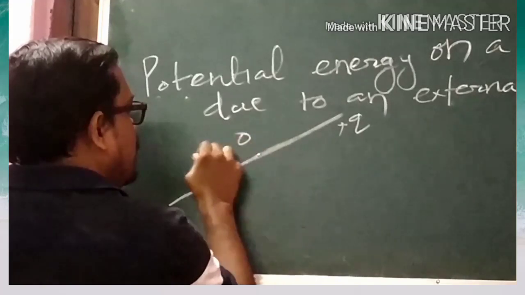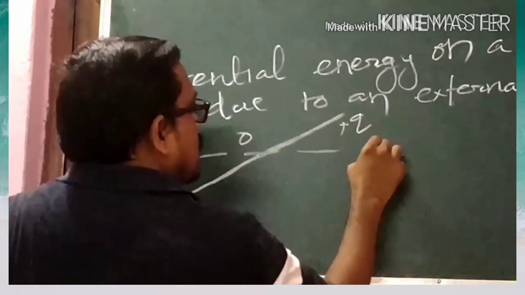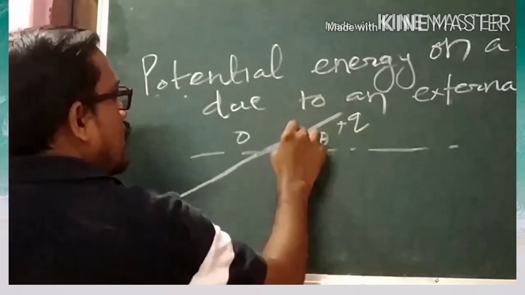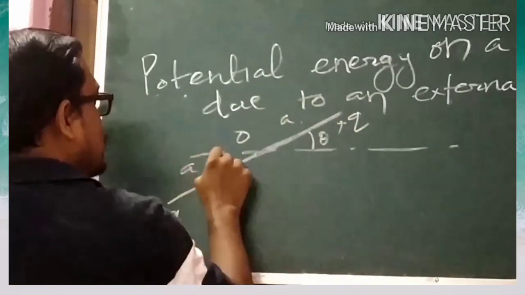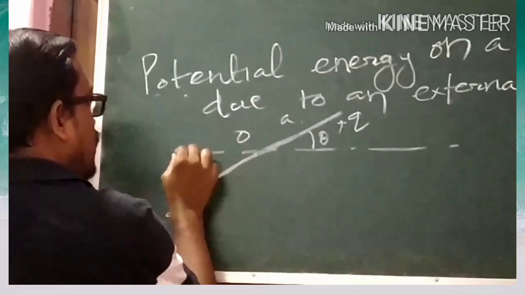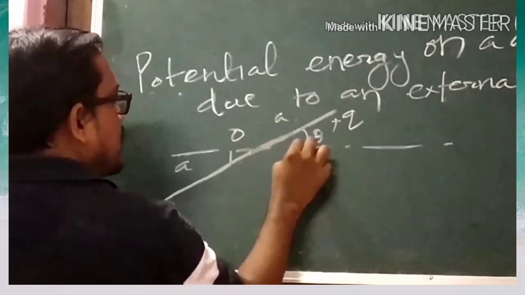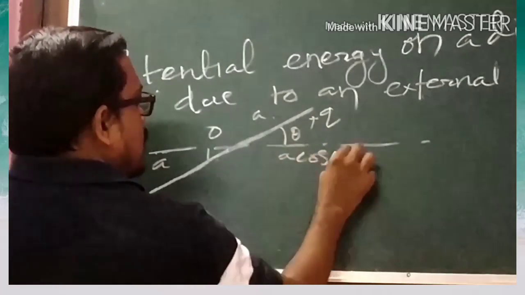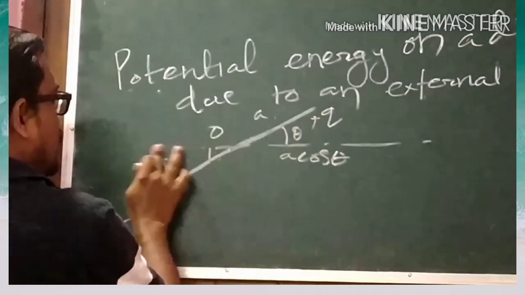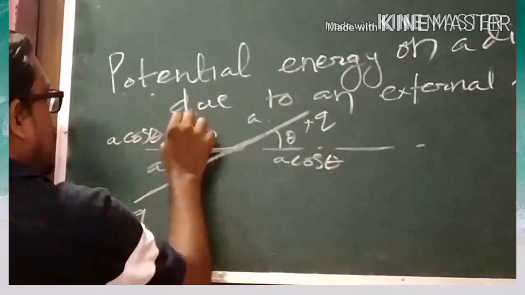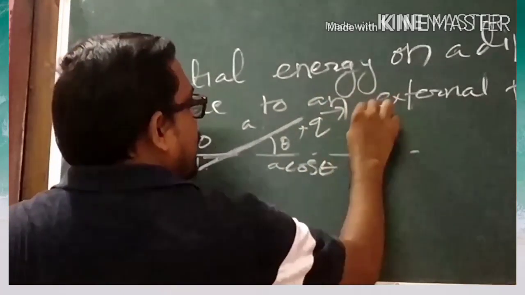Suppose this angle is theta. Now this will be equal to a and this will be equal to a also. As this is a and this is a, we can say this is a cos theta and this inclination will be equal to a cos theta again. Okay, and there is an electric field.